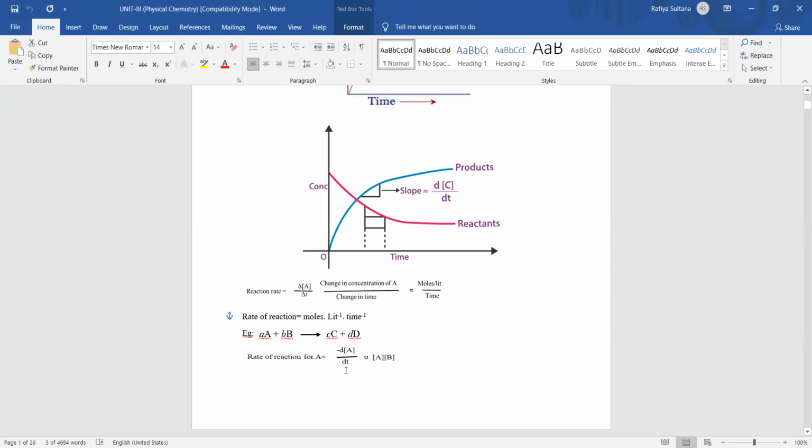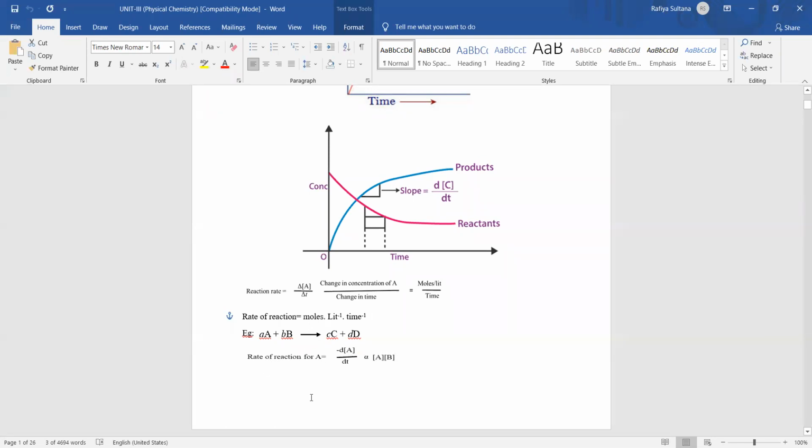Rate of a reaction is equal to, what is that definition? Change in concentration of A. And we all know that A is a reactant here. Since reactant concentration decreases as the reaction proceeds, you have to indicate that decrease with a minus sign. And change is indicated with a derivative term. d by dt is a derivative. Derivative means change. And the square bracket around A indicates the concentration of A. So what is the mathematical expression now? Rate of a reaction for A is equal to minus d by dt of [A].